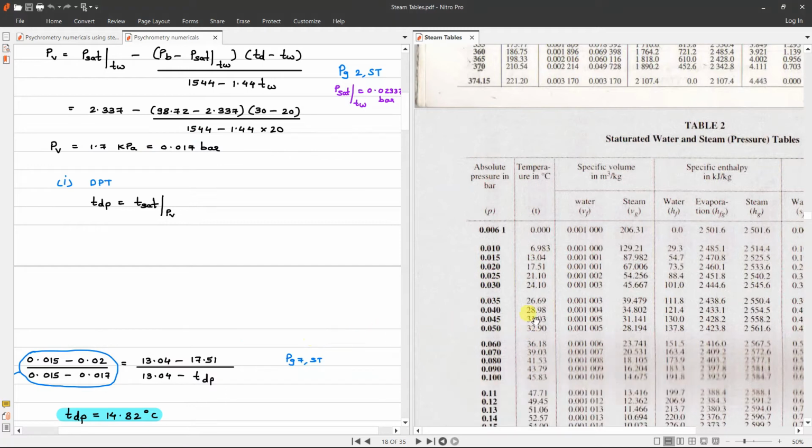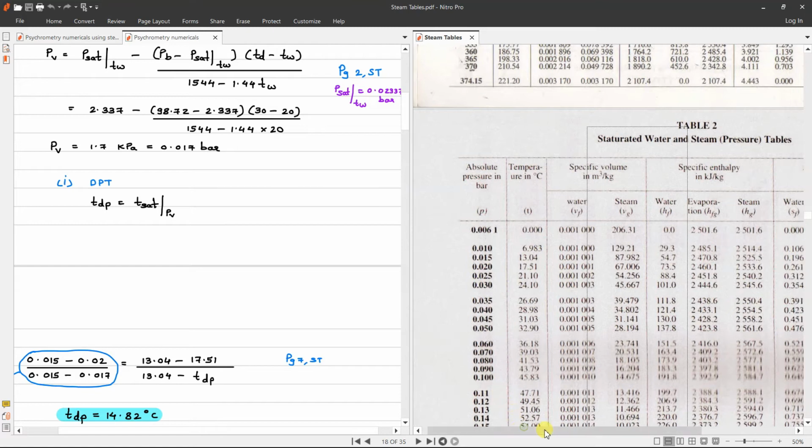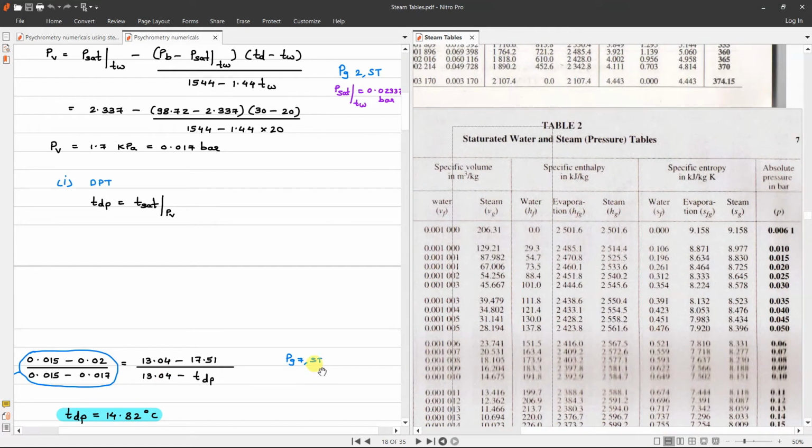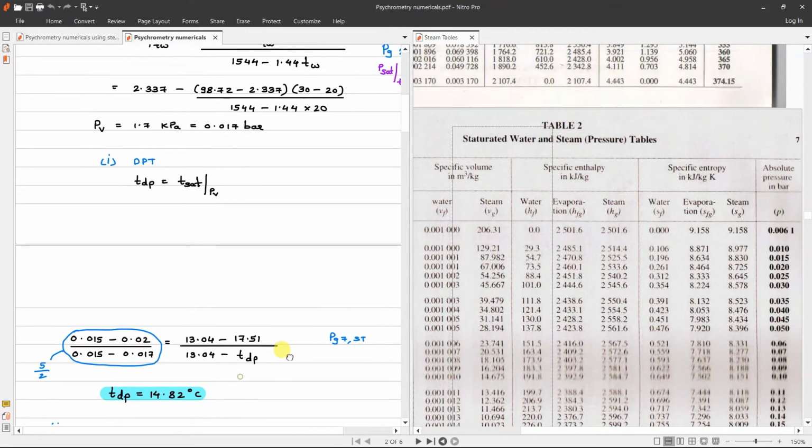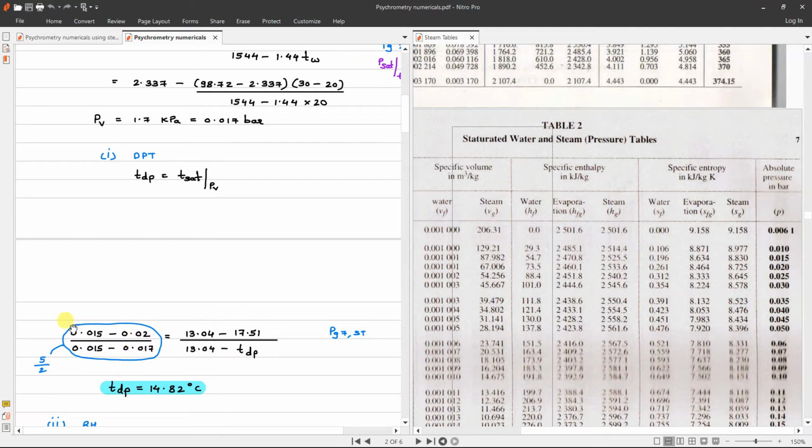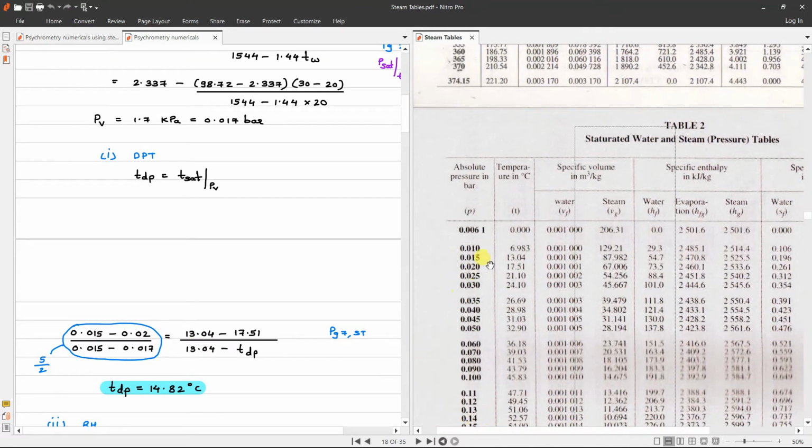Now here you can note that all the values are taken from page 7 of the steam table. Now here, to reduce the work, I have calculated this left hand side value. Why? You will understand that later, because we will require this value again. So I have calculated this left hand side, it is 5/2. So this is about the left hand side.